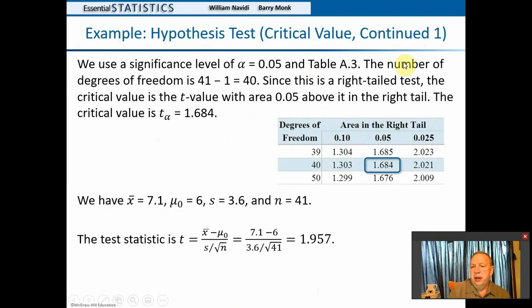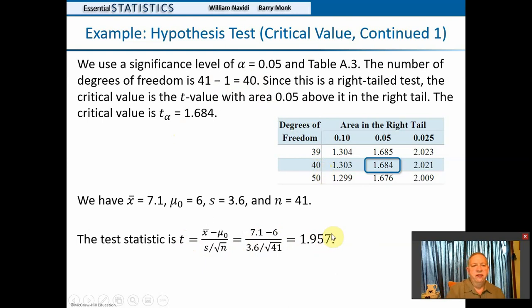We didn't know what the population standard deviation was, so we have to use the t test statistic, x bar minus mu 0. The mu 0 that we're comparing it to is the 6. We got a mean of 7.1 and a standard deviation of 3.6, so the t-test statistic is 1.957. Degrees of freedom is 41 minus 1, which is 40. We would go to table A3 down here.